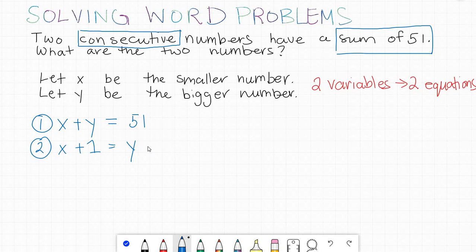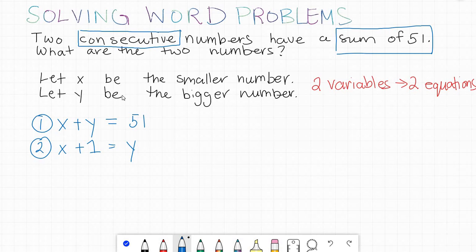So if I have X, I just add 1 onto it and I get Y. For example, if x happened to be 3, I add 1 onto it, y is 4. So this is equation number 2, and now I have my 2 equations. So I can go ahead and solve these equations and hopefully get to the final answer.